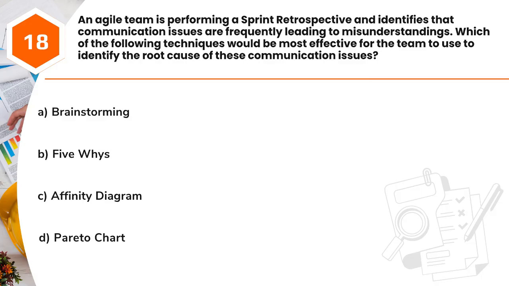Question 18. An Agile team is performing a sprint retrospective and identifies that communication issues are frequently leading to misunderstandings. Which of the following techniques would be most effective for the team to use to identify the root cause of these communication issues? A. Brainstorming. B. 5 Whys. C. Affinity diagram. D. Pareto chart.